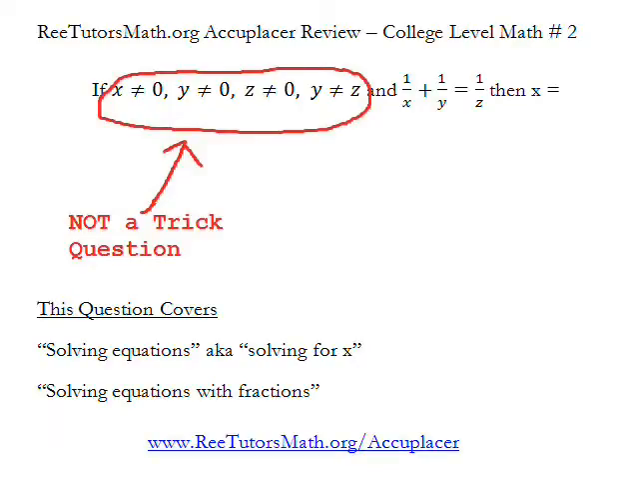All of these "does not equal" signs simply mean that this problem is not a trick question and there's no dividing by 0. So you can simply ignore them and do the problem the way that you usually would.